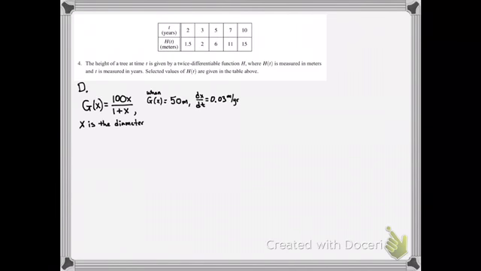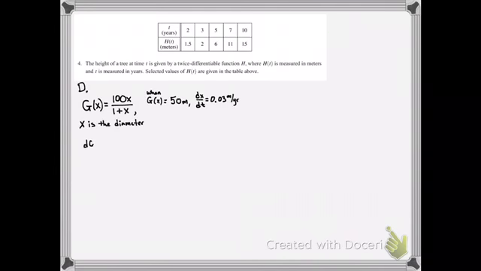I know that when g of x equals 50 meters, when the height of the tree is 50 meters, dx dt is changing at a rate of 0.03 meters per year. That's how fast the diameter is changing. We are looking for the rate of change of the height of the tree. So in other words, we want the derivative of g of x, but we have to be really, really careful about what x is, what t is, what h is. That can get really, really challenging.